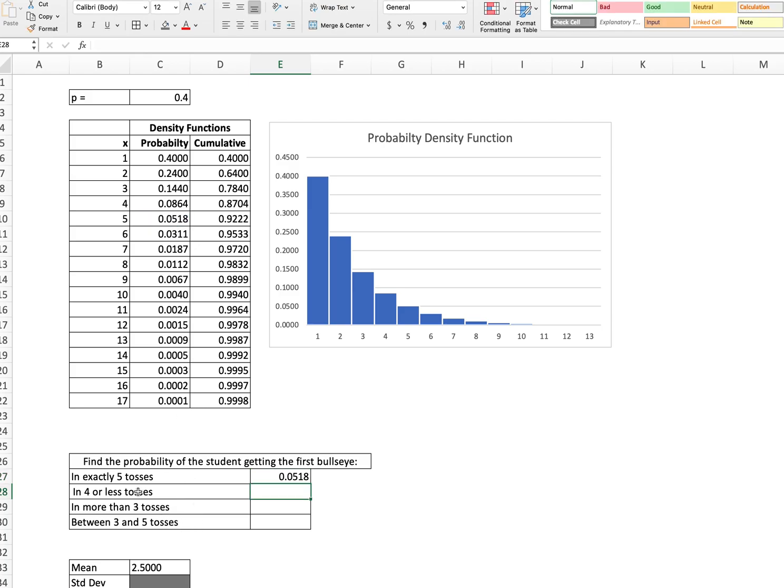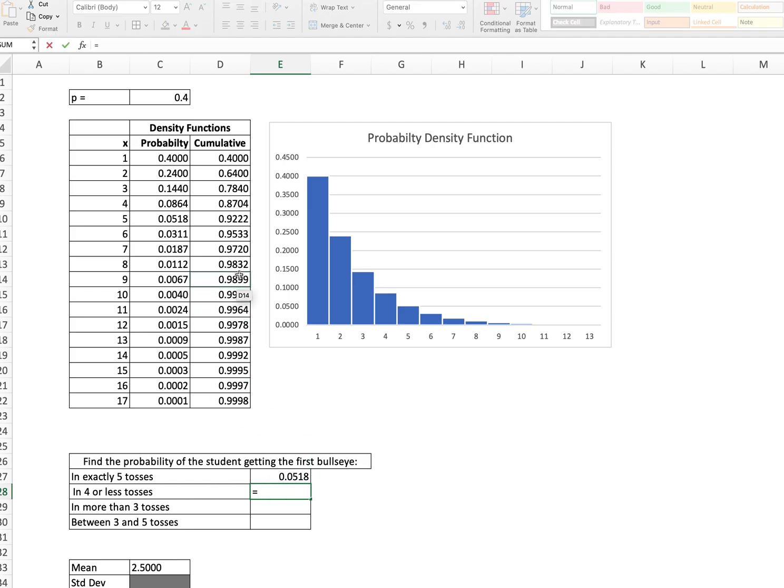Yay, good for me. In 4 or less, well, that's definitely the cumulative density function. This is 0, 1 or less, and there's only one try, so it's actually 1. 2 or less, which means 2 or 1. 3 or less, which means 3, 2, or 1. And 4 or less is right here.